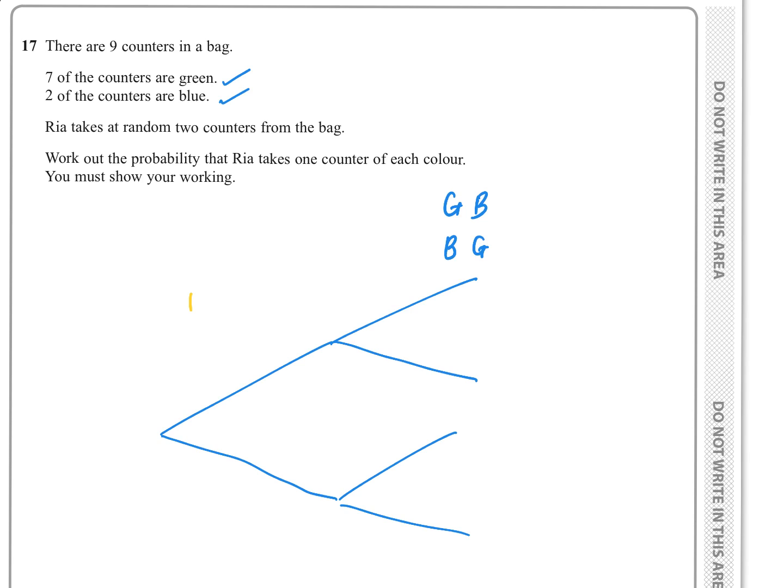So this would be our first choice and our second choice. Our first choice could have been a green, or it could have been a blue. And based on that first choice, our second choice could have been a green followed by a green, or followed by a blue. Or we could have had blue first, then green, or blue first, then blue. But we want the outcomes where the colours are different.